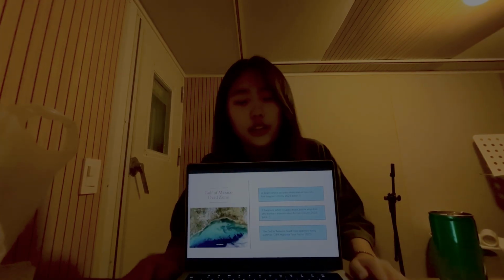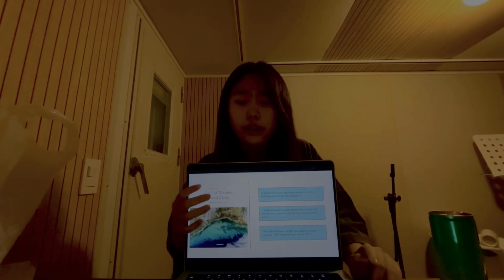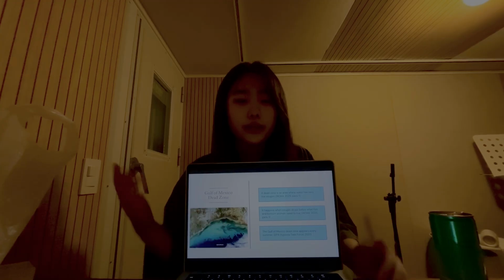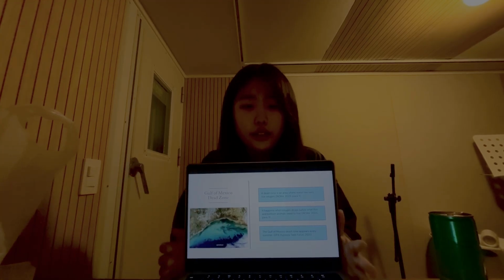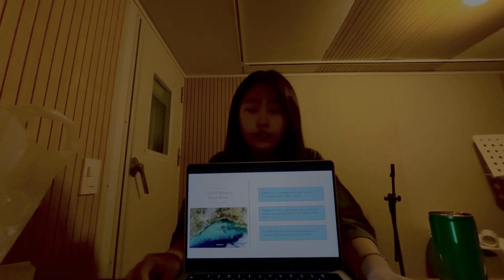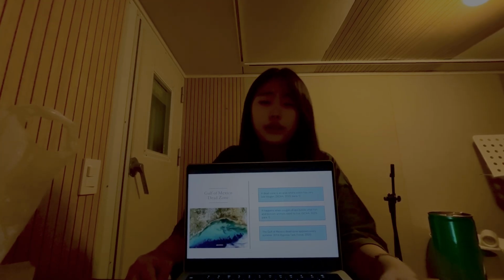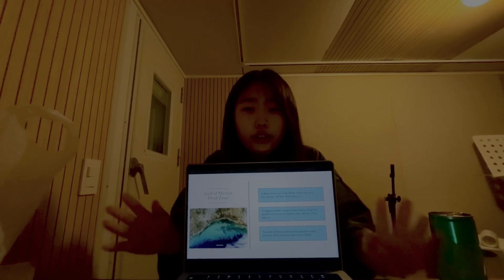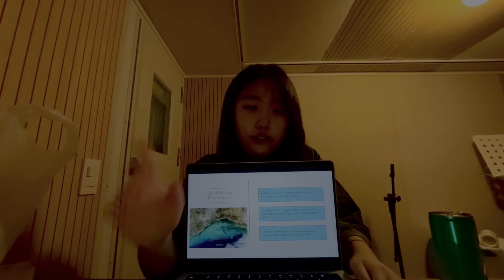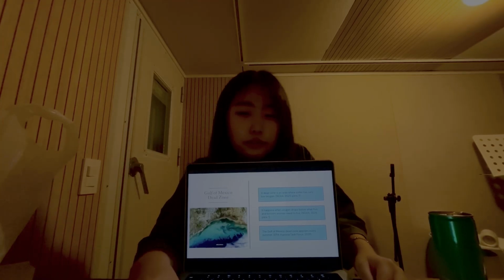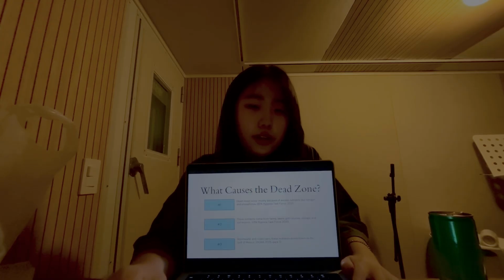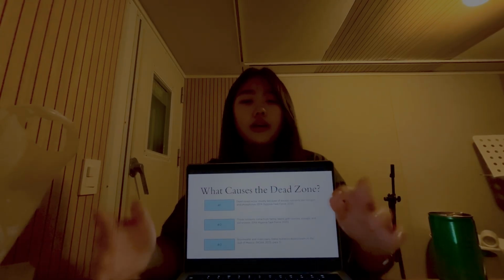So first, in my research, I mainly research the Gulf of Mexico's dead zone, and a dead zone is an area where water has a very low rate of oxygen, and it happens where oxygen drops below the level organisms can live in. The Gulf of Mexico's dead zone appears every summer, and I'm going to tell you what causes the dead zone.